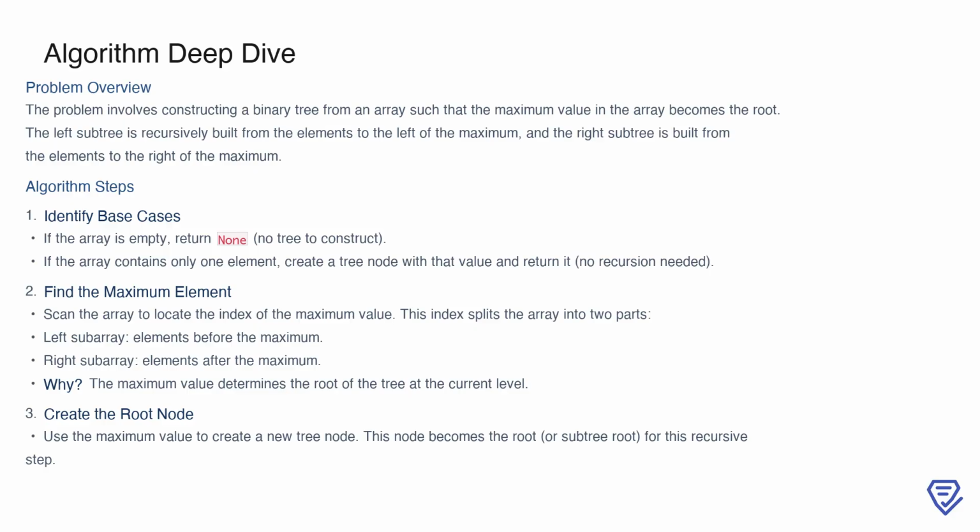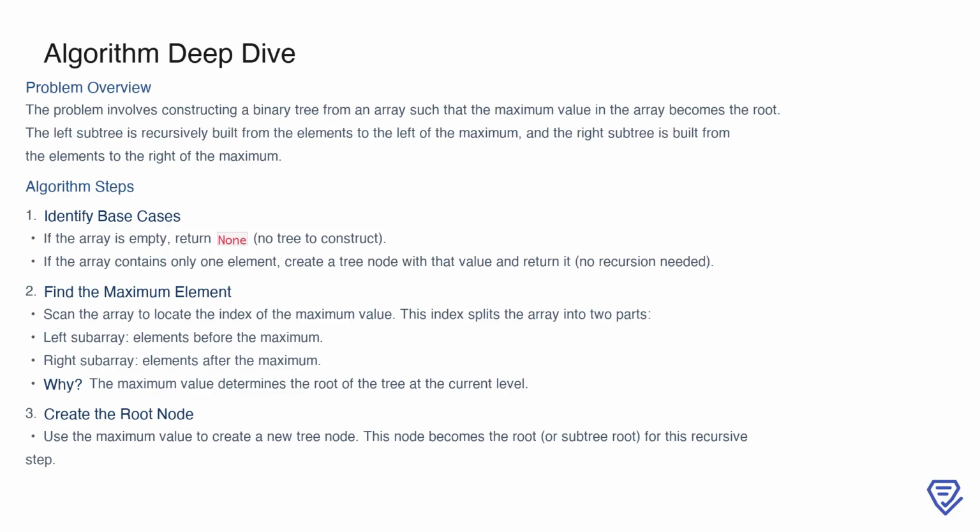In this problem, we aim to construct a binary tree from an array using a specific set of rules. The key idea is that the maximum value in the array becomes the root of the tree. Then, we split the array into two parts. The elements to the left of the maximum form the left subtree, and the elements to the right form the right subtree. This process is applied recursively to build the entire tree.